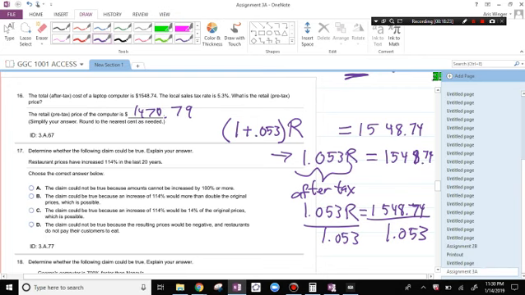Determine whether the following claim could be true. Explain your answer. Restaurant prices have increased by 114% in 20 years. That's perfectly okay. That means it's more than double. You added 100% and then another 14%. So if I had $100 20 years ago and I added 100%, which would be another 100, plus another 14%, which would be 14, the new price would be $214. That's perfectly okay. So not A, B, which is possible.